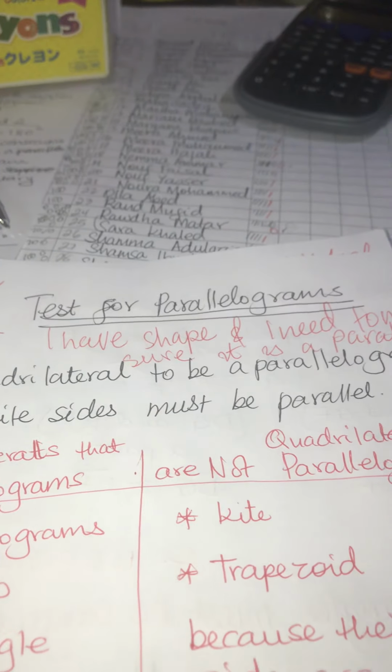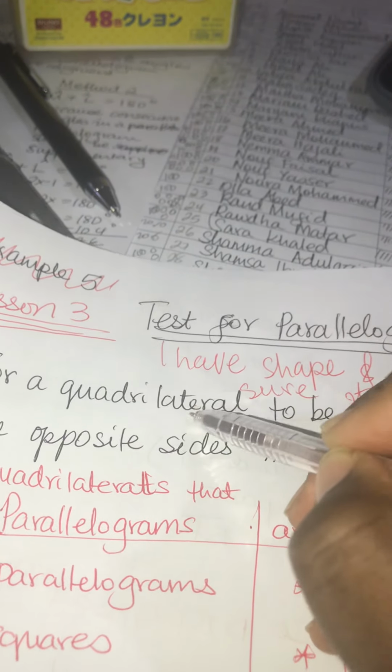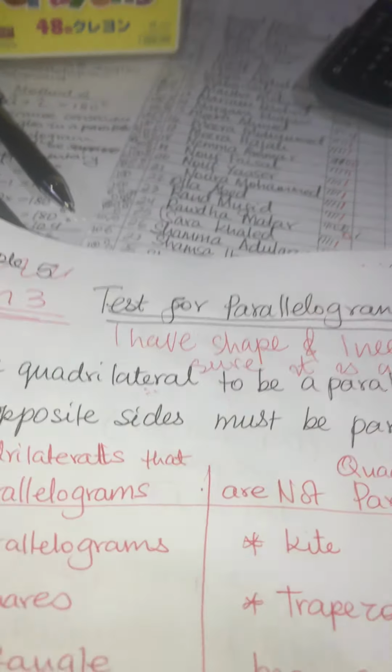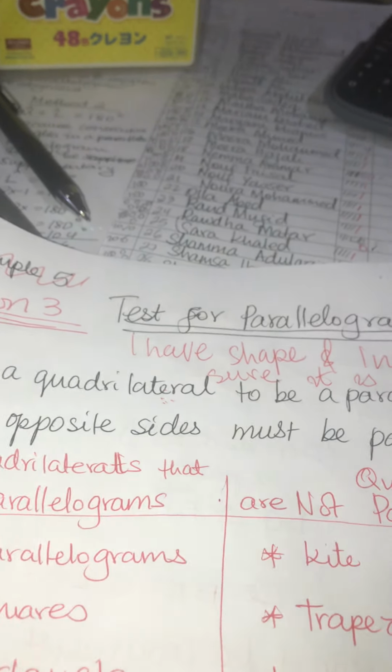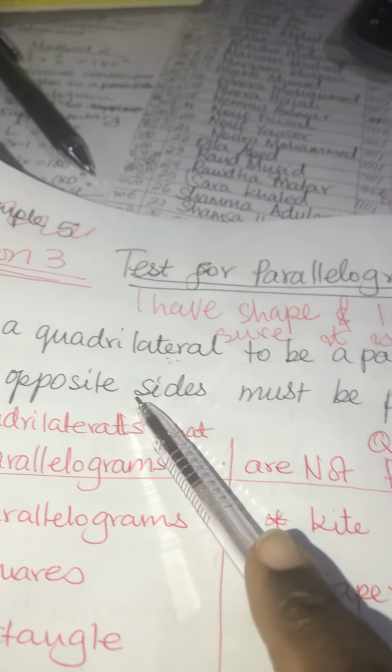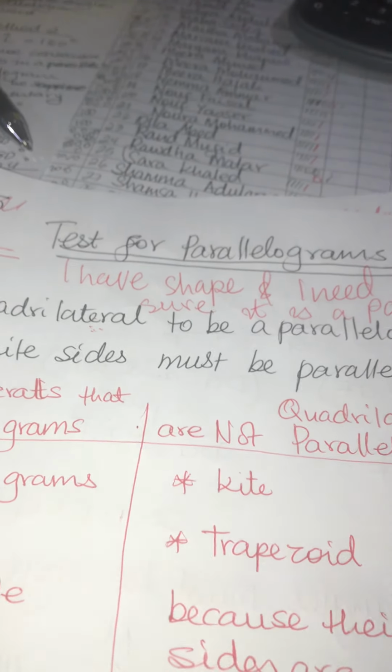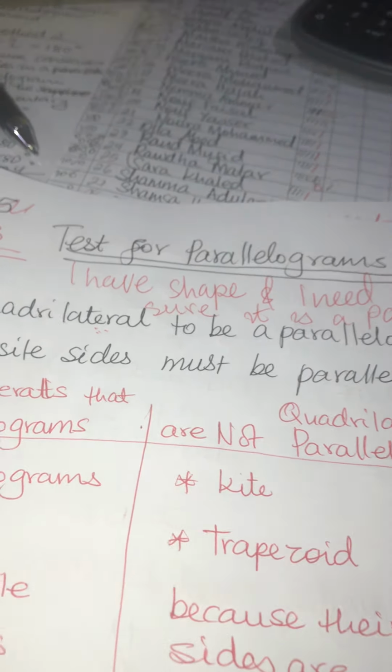For a shape to be a parallelogram, it must be a quadrilateral. That means it must have 4 sides. If it doesn't have 4 sides, don't bother with it. It is not a parallelogram. So, for you to be a parallelogram, you must be a quadrilateral, and your opposite sides must be parallel. That's the first test: opposite sides parallel, and you have 4 sides.